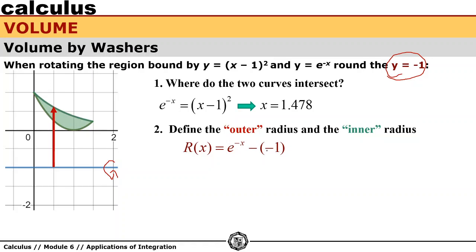Okay, and now we're going to get the inner radius. To get the inner radius, you're going to draw the line up to the bottom curve here, which is the parabola. So the inner radius, here comes strike 3.